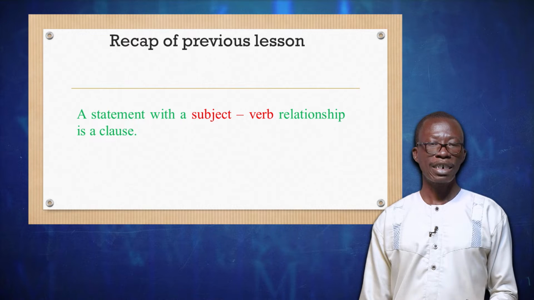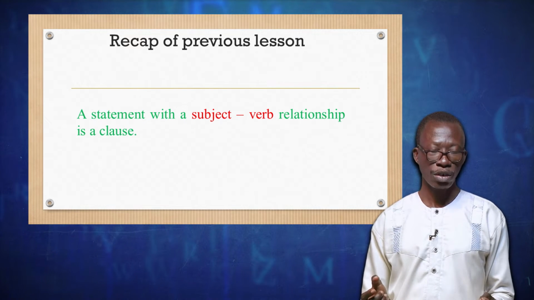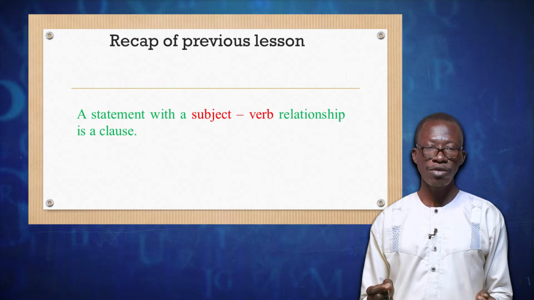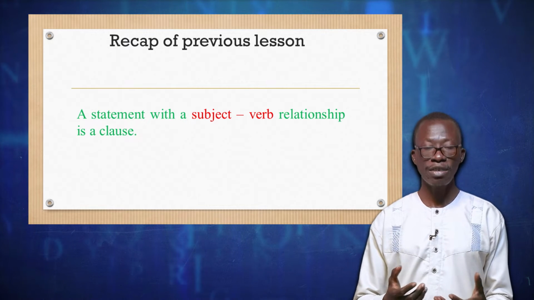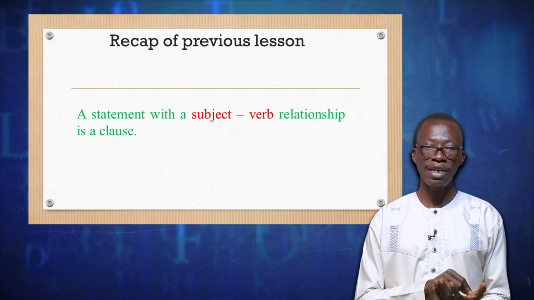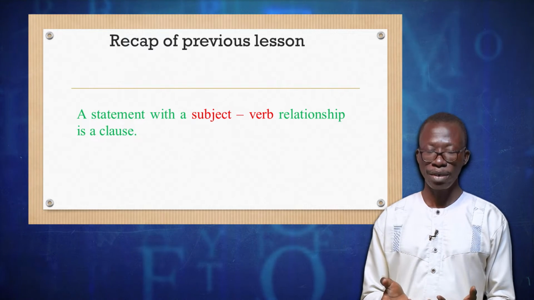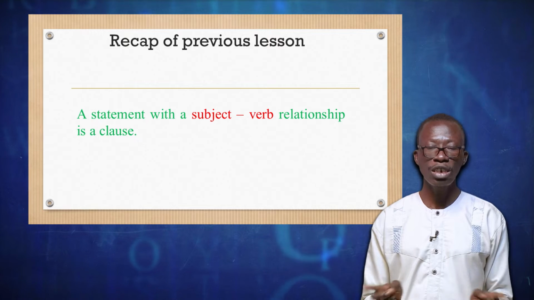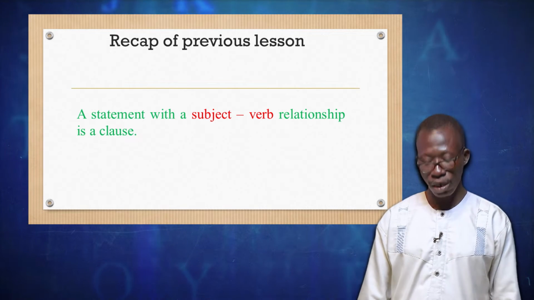We also said a sentence with a subject-verb relationship is a clause. That's a statement with a subject-verb relationship is a clause. So if you have a statement, and in that statement you can identify a subject, you can also identify a verb, and there is a relationship between these two, then that statement is qualified to be called a clause.